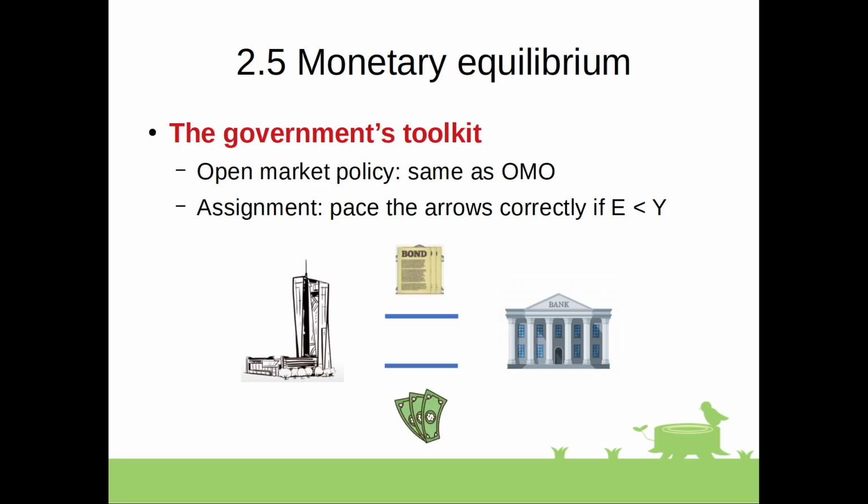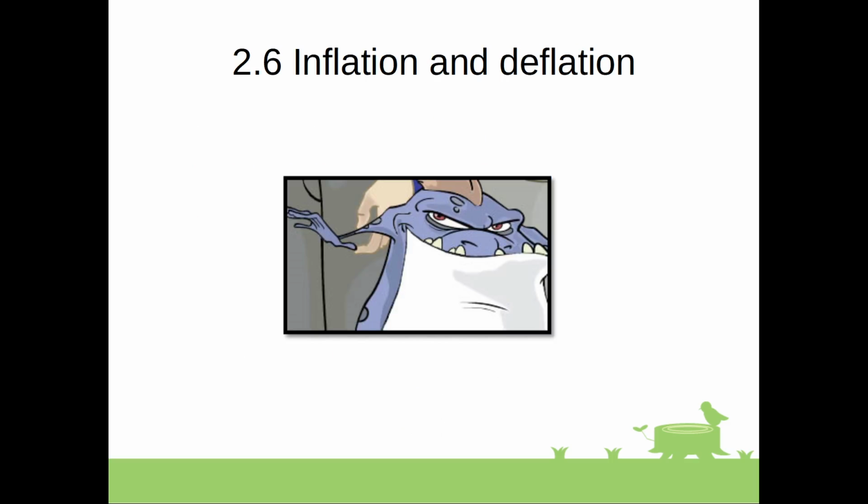But place the arrows correctly if E is lower than Y. This is an assignment you have to do in your textbooks. You can think about this. So expenditures are lower than the income. So people are hoarding money. If people are hoarding money right now, what can the government do or what can the ECB do? So that's the thing you have to do over here. Okay, I'm not going to give you the solution. You have to think about it, and we will handle this exercise in class.